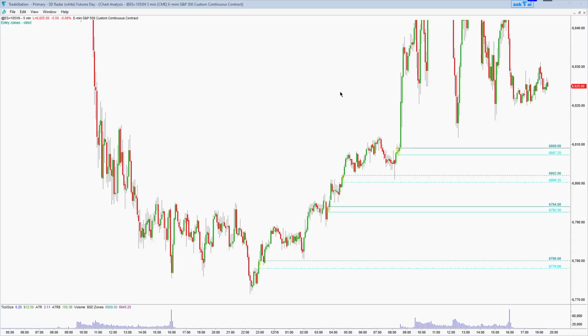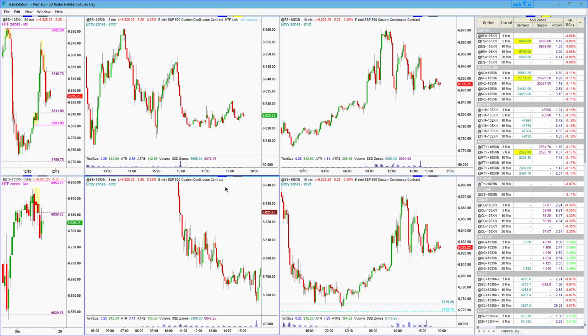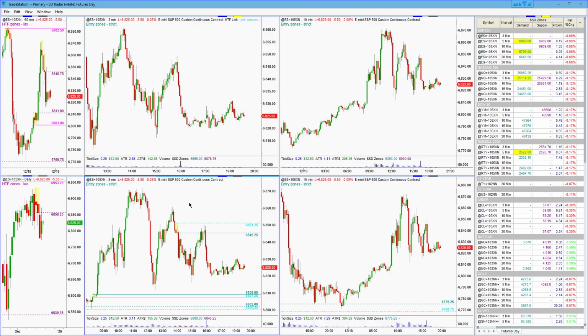Now, to qualify a trade, it is not enough to just have an entry zone, and all of you who are experienced with this should know that. You want to look at your high time frame charts as well to get an idea of what I call the preferred trade direction. I cover this extensively in my videos, in my articles, and the SD Zone user guide.